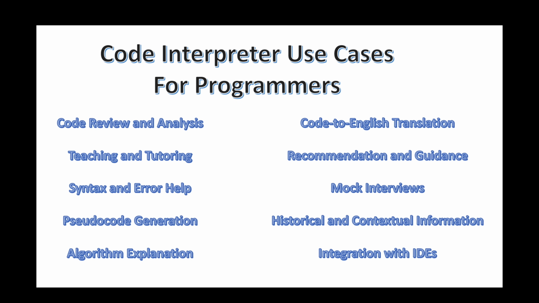5. Algorithm explanation. ChatGPT can provide detailed explanations of standard algorithms and data structures. It can discuss time complexity, use cases, and implementation details. 6. Code to English translation. For non-developers or beginners, ChatGPT can translate code snippets into plain English descriptions. This can help in understanding legacy code, onboarding new team members, or communicating with non-technical stakeholders.